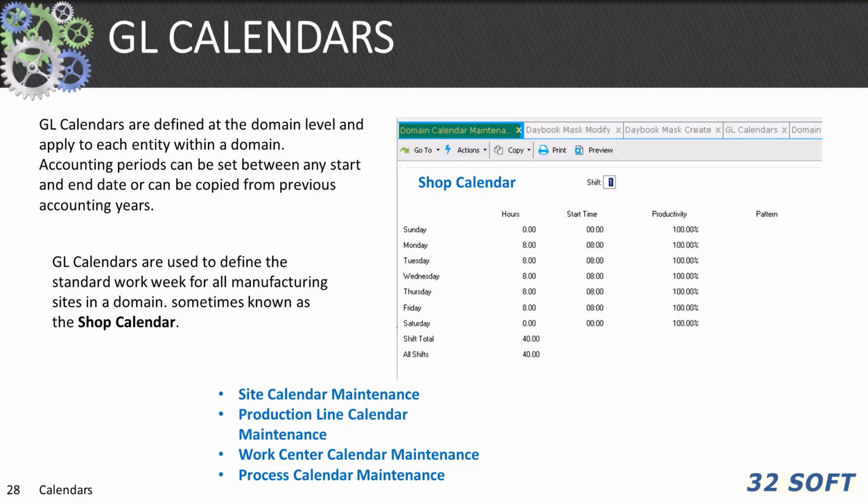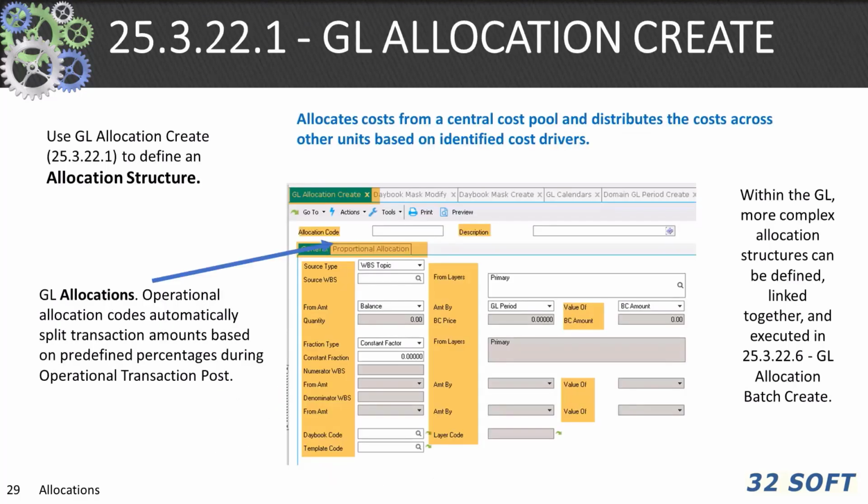Other calendars can be created, such as site calendar, product line calendar, cost center maintenance, and process calendar maintenance, all taking precedence depending on what level is defined. General ledger allocations are coded to automatically split transaction amounts based on predefined percentages during the operational transaction post.